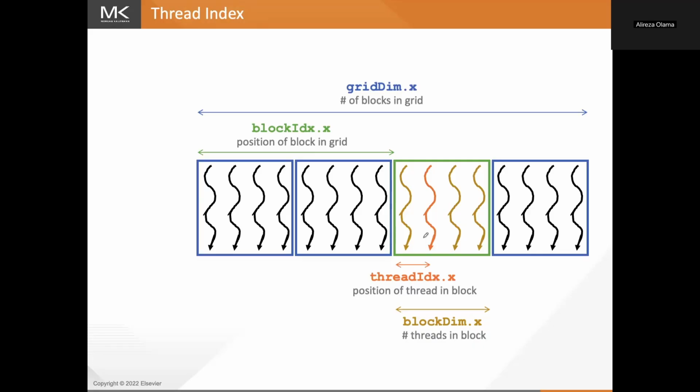Okay. So now let me ask you a question for an exercise. Assume I am this thread, right? And I want to know my global index, my index counting from the beginning. So how can I compute this global index of this thread given this information that I can get from the CUDA API?